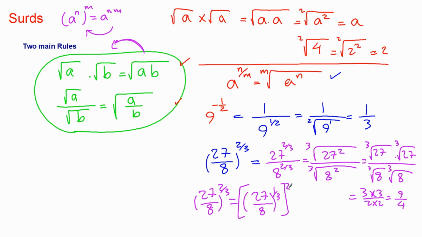We write this in here because 2 times 1 over 3 is equal to 2 over 3. So 27 over 8 to the power of 1 over 3 basically means the cube root of 27 divided by 8. So the cube root of 27 is 3, the cube root of 8 is 2. So this would be 3 over 2 to the power of 2, and that would be 9 over 4. So you still get the same answer with a slightly shorter approach.